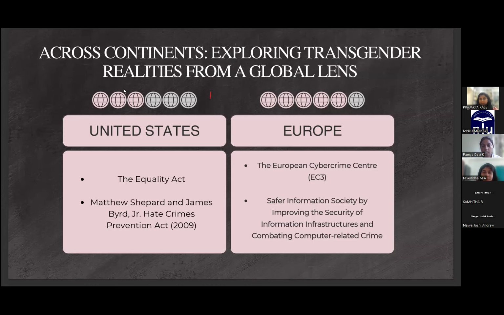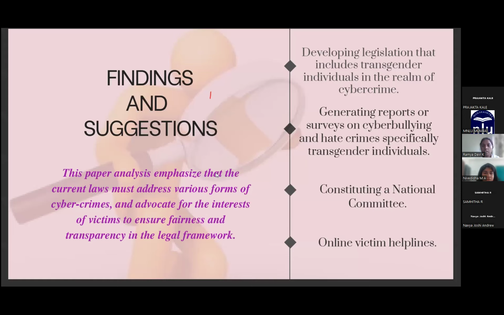Yes, so we could see that as in the US, there is a European Cybercrime Centre in Europe also, whose primary goal is to safeguard citizens and businesses from criminal activities. Moving to the findings and suggestions, the main finding is that there is an exclusion of gender minorities in legislation, as a distinct gender indicates an increased likelihood of victimization of the LGBTQ community. So it highlights the importance of including sexuality and gender minority individuals.